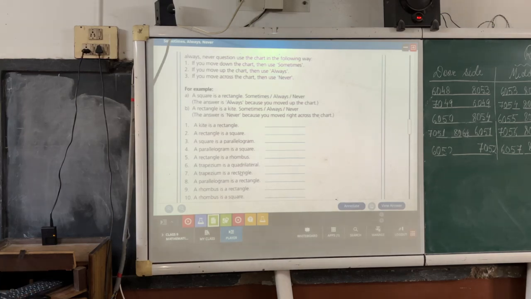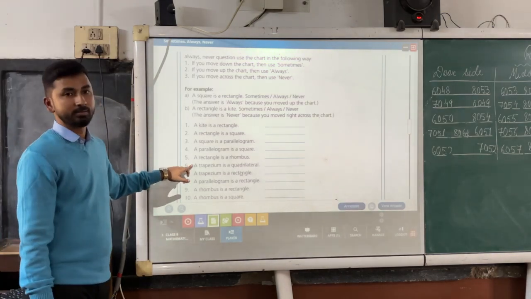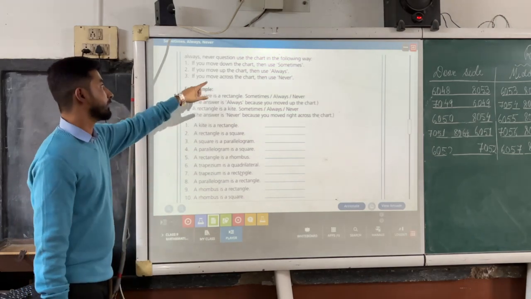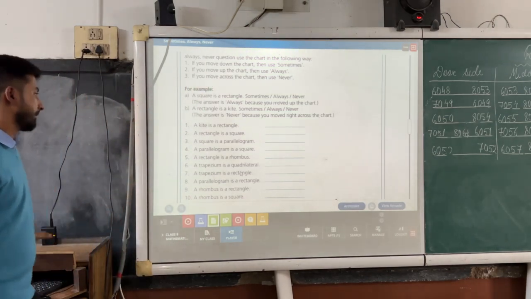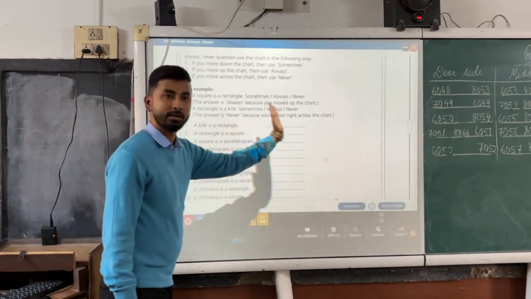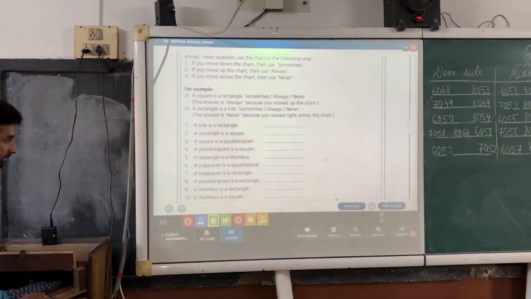A trapezium is a quadrilateral. I am moving up the chart. I will use the word always. Similarly, a trapezium is a rectangle. I am moving across the chart. I will use the word never.